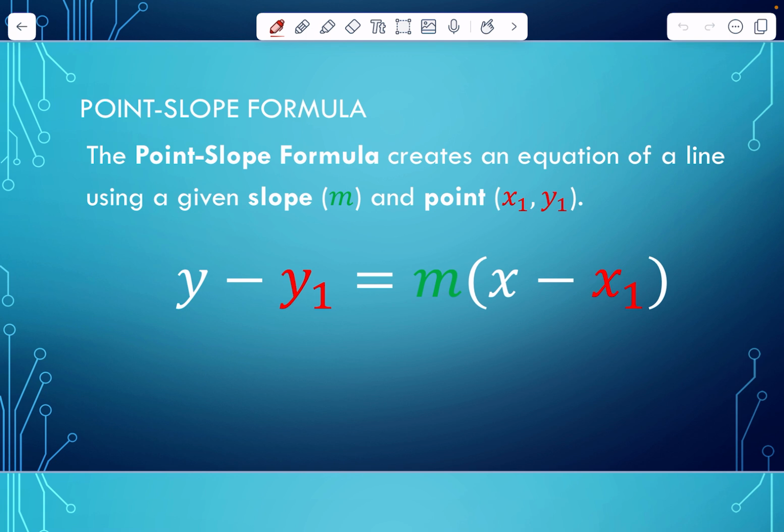Now, the point slope formula is an equation of a line given a slope and a point, x sub 1, y sub 1. The formula is y minus y sub 1 equals the slope m times the quantity x minus x sub 1. Now, one key here that I just need to point out is when you look at these, notice how they are both a subtraction.